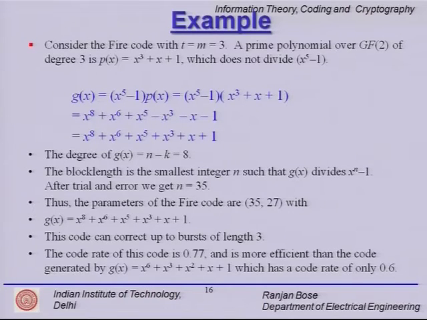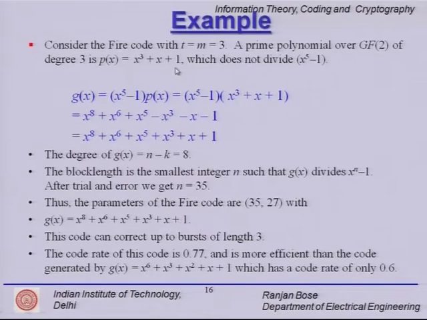We continue with our Fire code with t = 3 = m, and a prime polynomial over GF(2) of degree 3 can be written as p(x) = x^3 + x + 1. You can check whether it is a prime polynomial. You substitute x = 1, you do not get a 0; you substitute x = 0, you do not get a 0. So, there are no linear factors of the type x and x - 1, and then you can verify that this is indeed a prime polynomial.